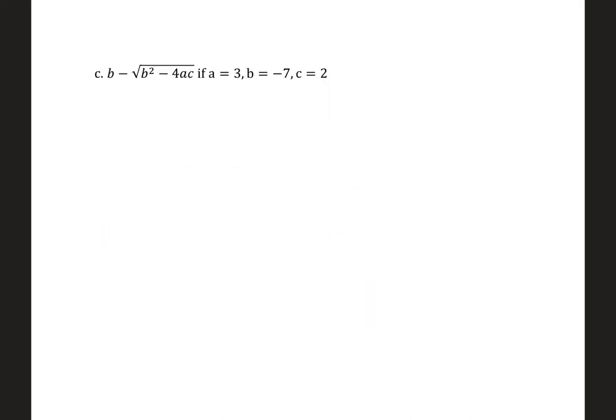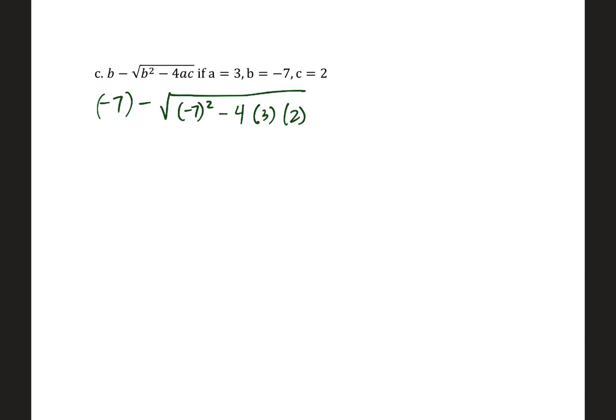For letter C, we're going to just plug them in. Notice that B occurs here twice, but I'll just be plugging in negative 7 twice. Negative 7 minus the square root of negative 7 squared minus 4 times A, which is 3, times C, which is 2.